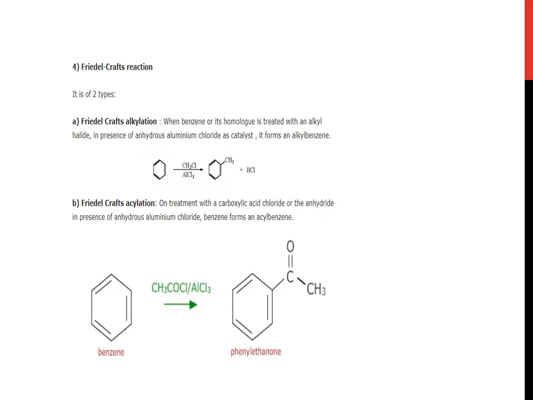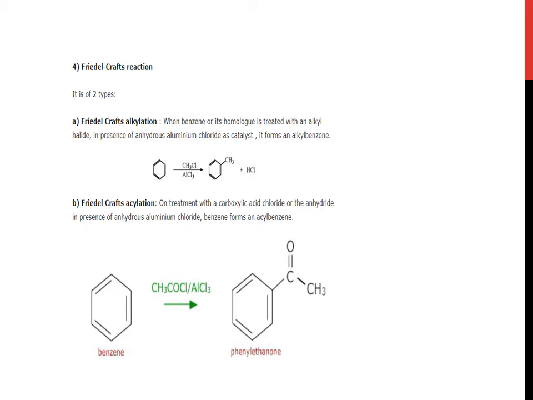Now Friedel-Crafts reactions again. In the last video we also studied the Friedel-Crafts reaction, but now we will study it in types. The first type is Friedel-Crafts alkylation, the other type is Friedel-Crafts acylation. So let us start with Friedel-Crafts alkylation. In 12th class you have to deal with the Friedel-Crafts reaction of phenol. Now you are dealing with benzene under the Friedel-Crafts reaction.